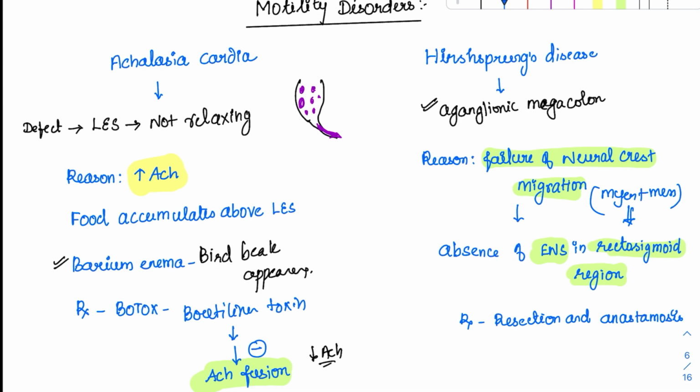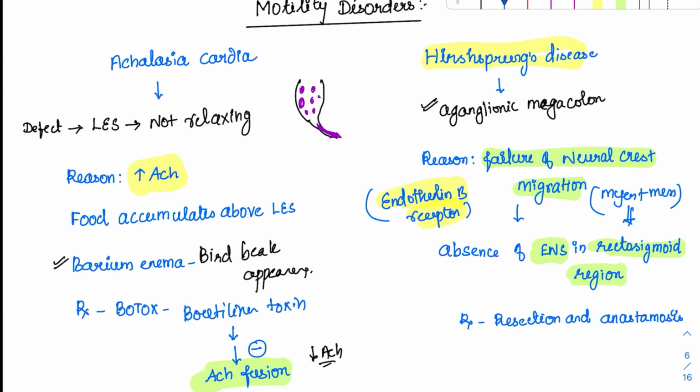There is one more reason which is said: a specific receptor called endothelin B receptors. This has not been asked in MCQs, but there are chances. Endothelin B receptors are the ones responsible for the migration. So whenever these receptors are defective, there will not be proper migration of the neural crest, leading to Hirschsprung's disease.